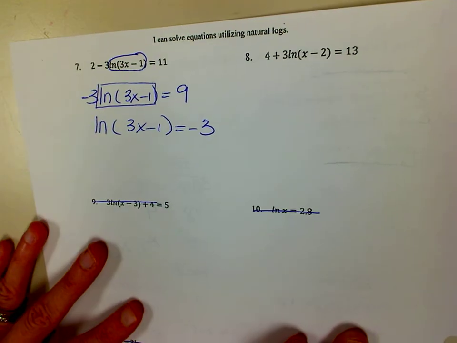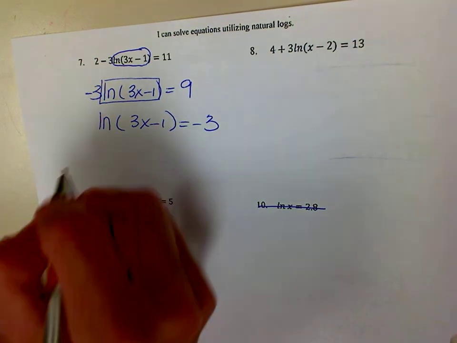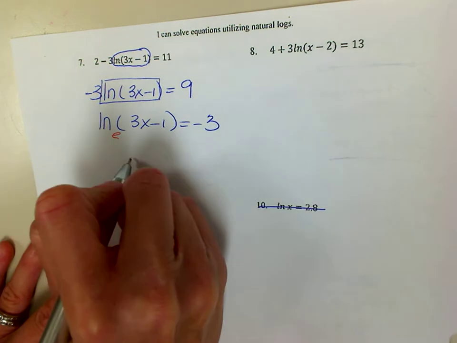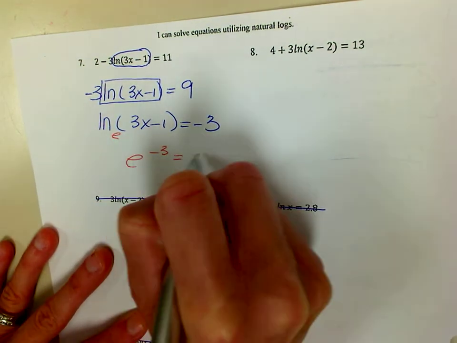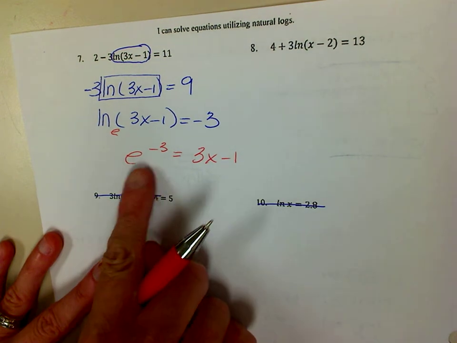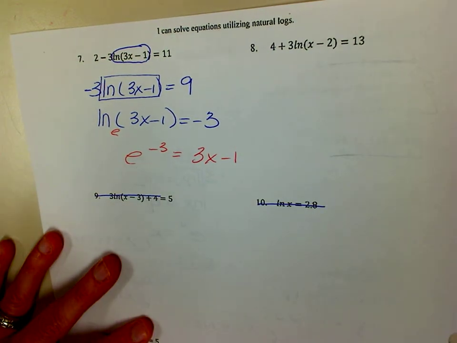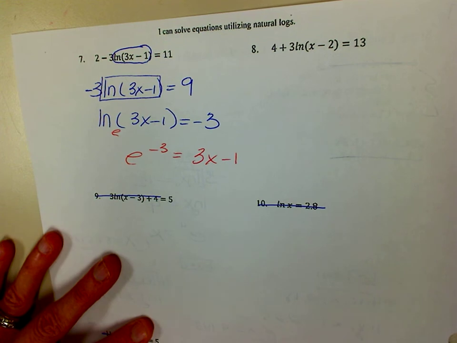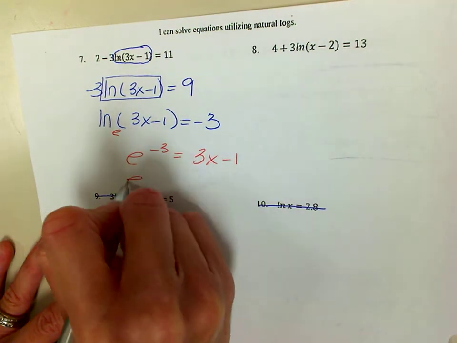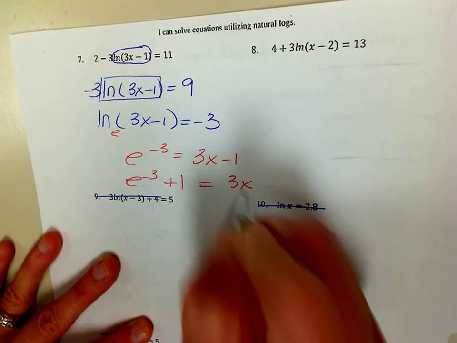Okay, after that's isolated, I'm going to rewrite this in exponential form. There's really an e there. So e to the -3rd equals 3x minus 1. Okay, I'm going to figure out what this is first. So e to the -3rd. Then I'm going to add the 1 over to that answer.